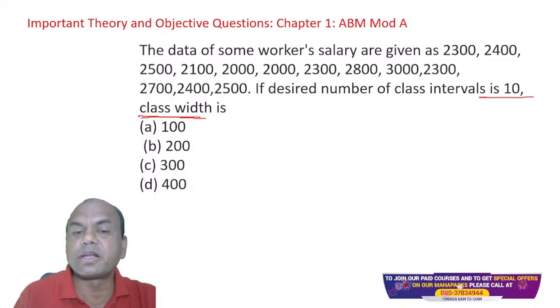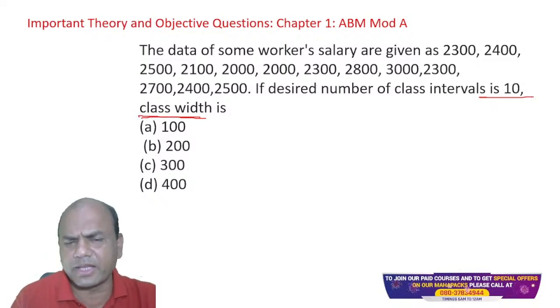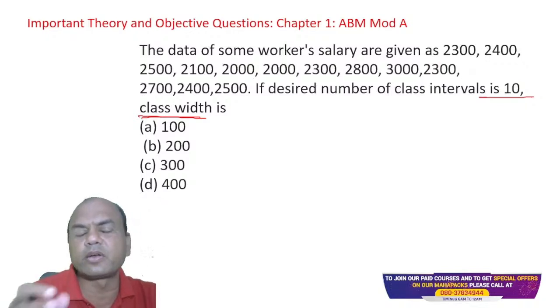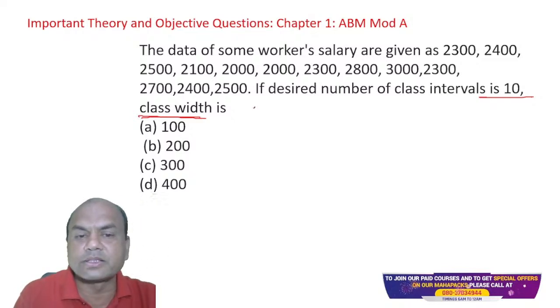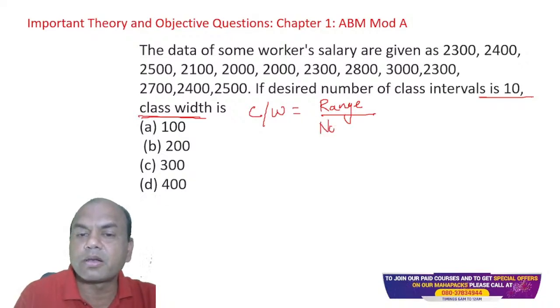Class width means, suppose I divide these numbers, I gave you some example earlier, 0 to 10, 10 to 20, 20 to 30, same thing. So the same class width you have to find over here. How to find out the class width? Remember the formula: class width equals range upon number of intervals.